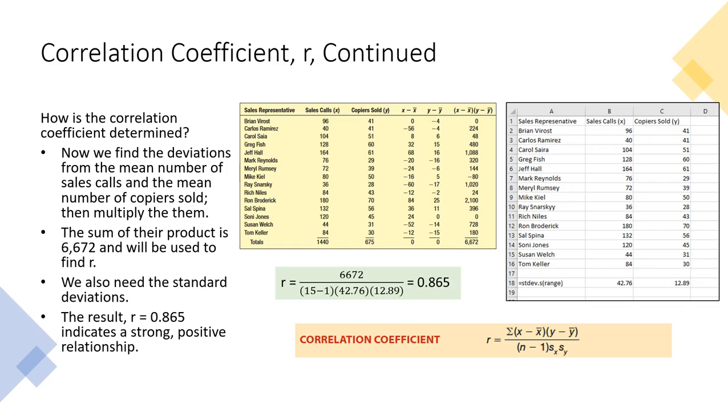You can get the standard deviation of the x and the y values very easily if you use the formula =STDEV.S(the range of cells that you're looking at in Excel). Using the standard deviation values that we've obtained from Excel and completing the rest of the equation, we find that our correlation coefficient for this set of data is 0.865, which, based on what we looked at on the previous slide, would indicate a strong positive relationship.